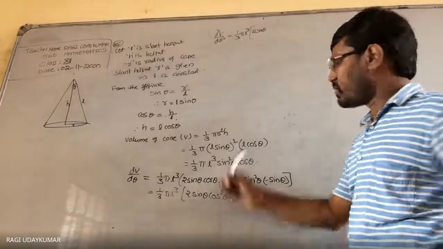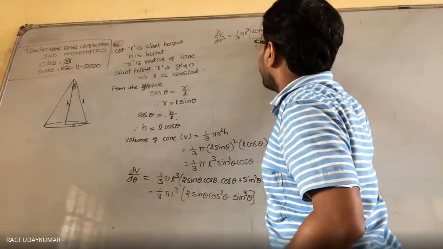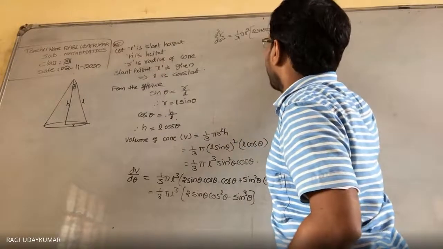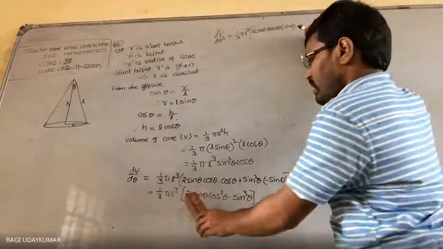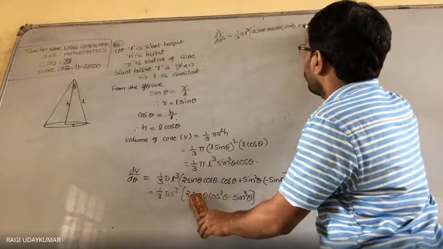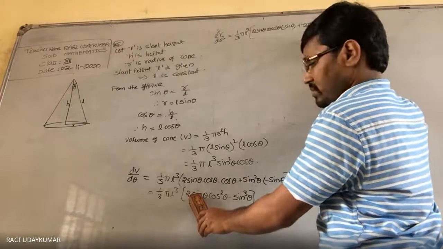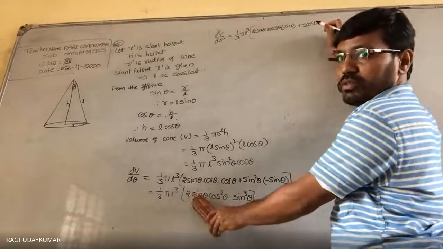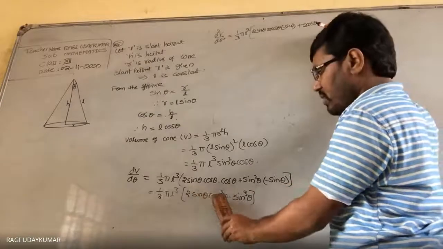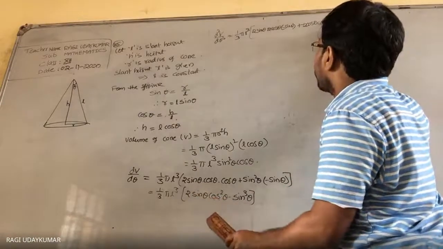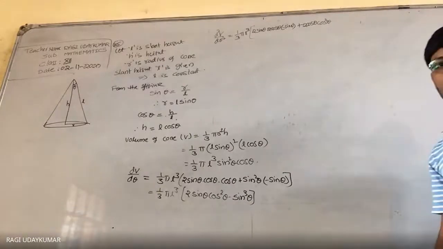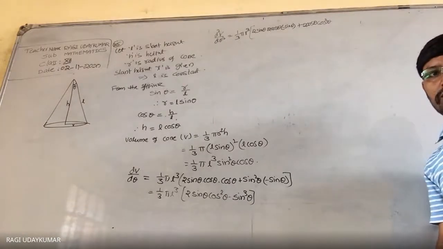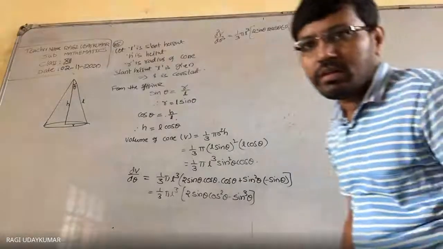The differentiation of this one is 2 cos theta, and cos theta differentiation is minus sin theta, plus differentiation of sin theta is 2 cos theta. Differentiation of sin theta is 2 cos theta and cos square theta is as it is. Is it visible to you what I am writing? Is it visible to you?